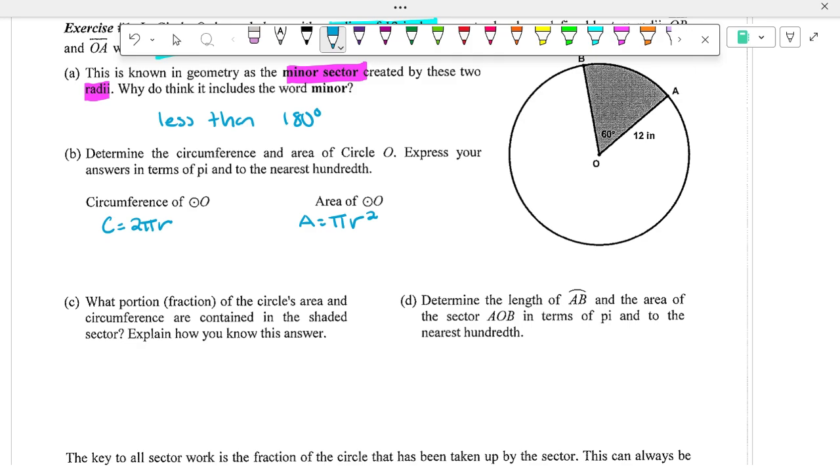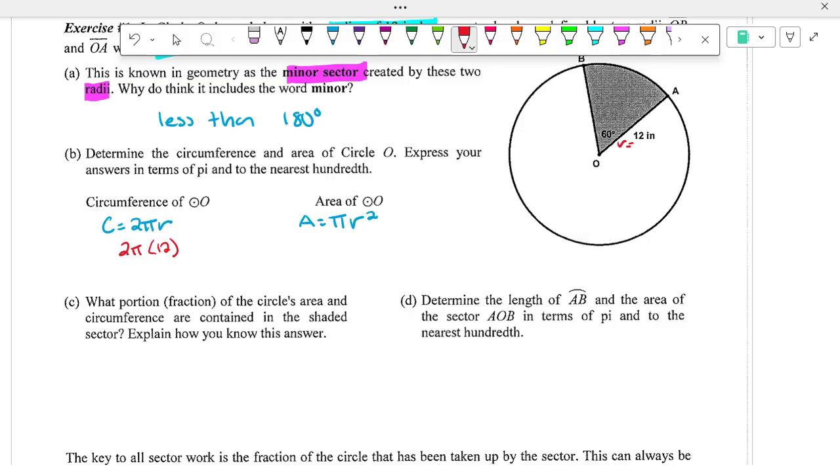Okay, so before we can find a fraction of each, we first need to find the whole. So how would I set up the circumference of a circle? What will I plug into my formula for circumference of a circle? So what am I plugging into this formula? Just 12. We just need the radius. So the radius is equal to 12. So we have 2 pi times 12.